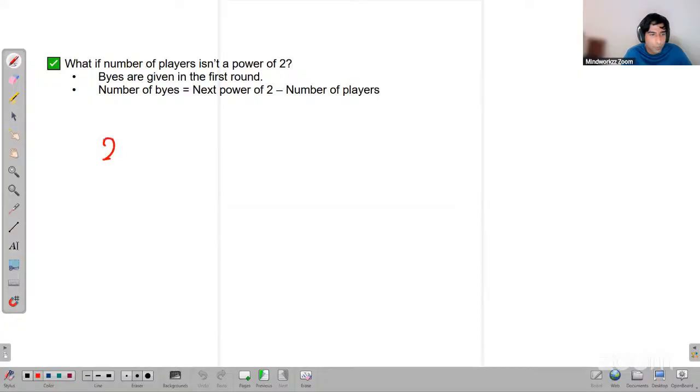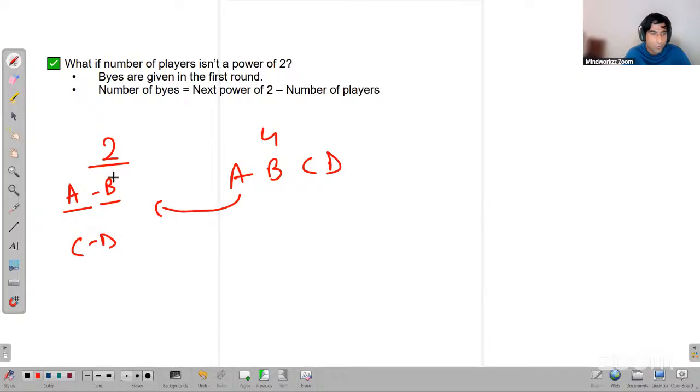If you look at two players, A, B, you can have one match, A versus B. One person can win, either of them can win the tournament. No bye is required. If you have four players, each will have one person to play with. Let's say A versus B and C versus D. One guy will win from here, one guy will win from here. They will play against each other.